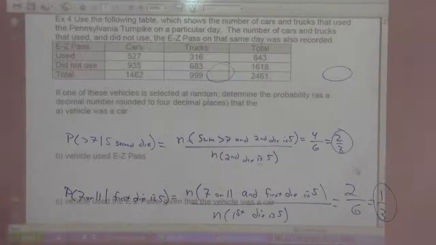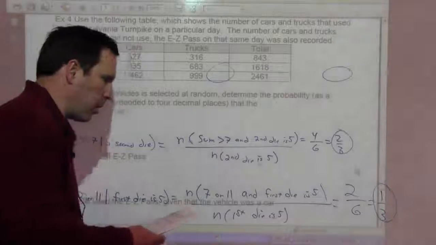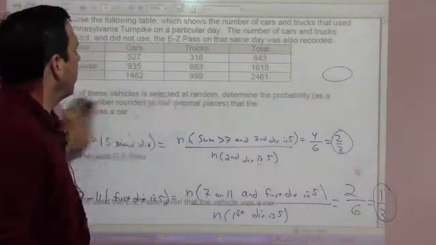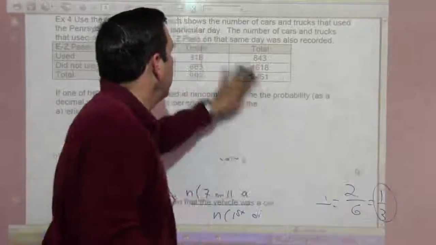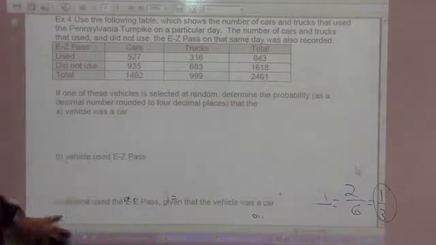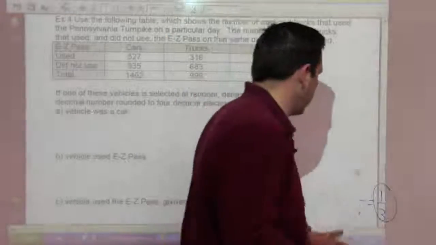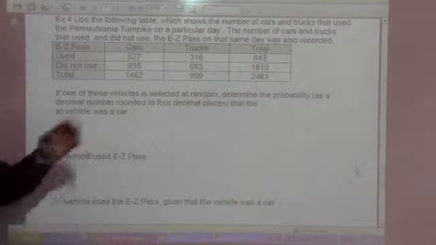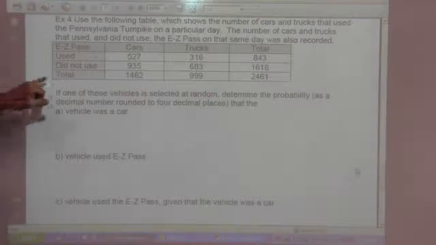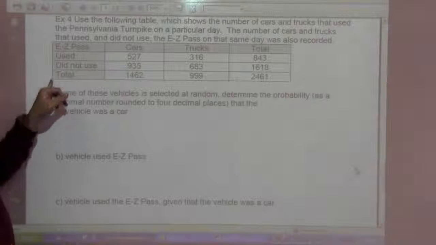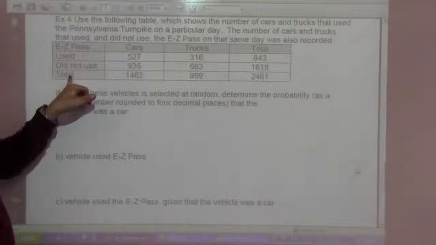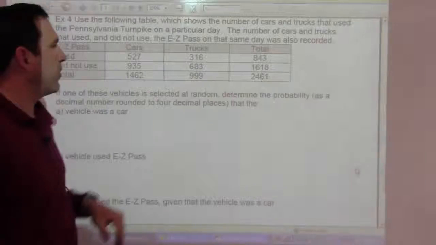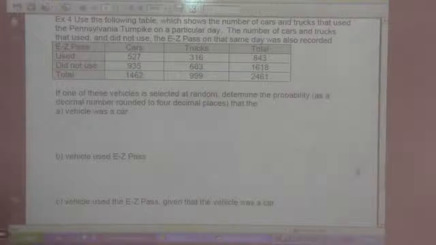It says use the following table, which shows the number of cars and trucks that use the Pennsylvania Turnpike on a particular day. Number of cars and trucks that used and did not use Easy Pass on the same day is also recorded. It's Easy Pass, a little electronic thing that goes in your windshield, and they read it and they charge your credit card or your account. Okay, so we have Easy Pass, used and not used, total, cars, trucks, and the total number of vehicles. If one of these vehicles is selected at random, determine the probability as a decimal number, rounded to 4 decimal places, that the vehicle was a car.